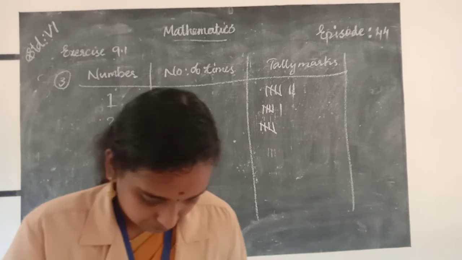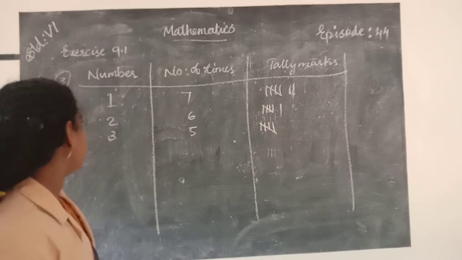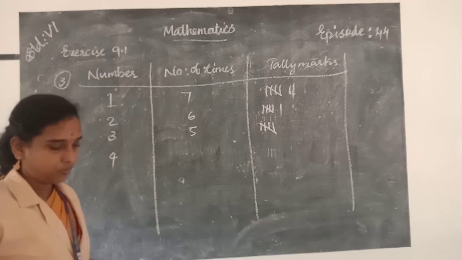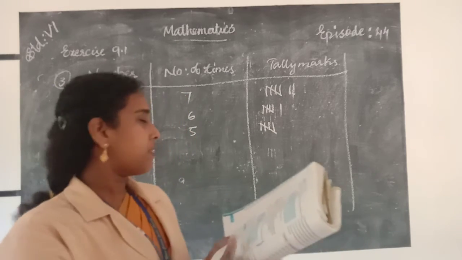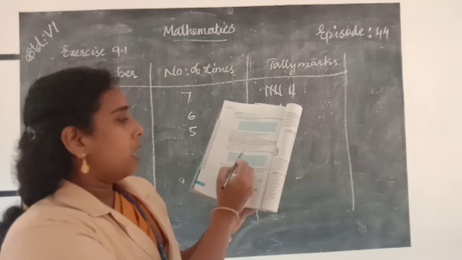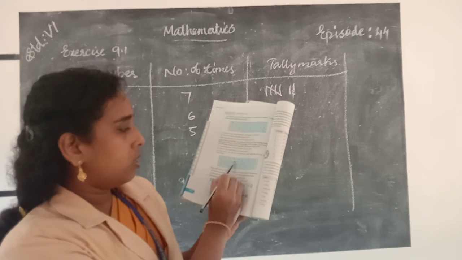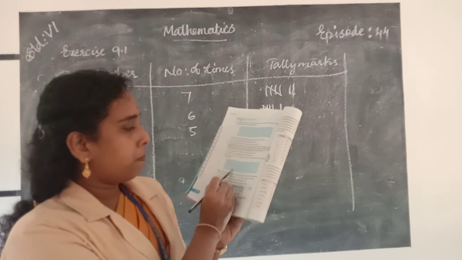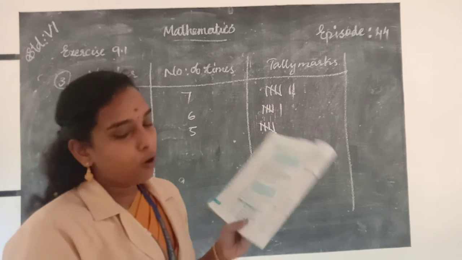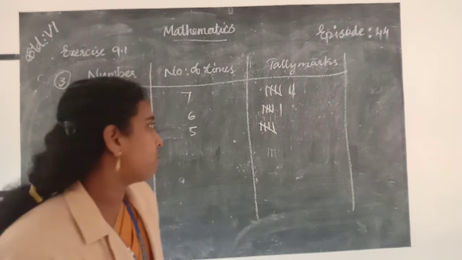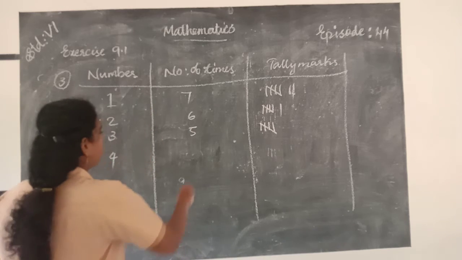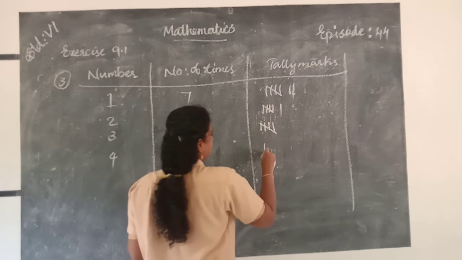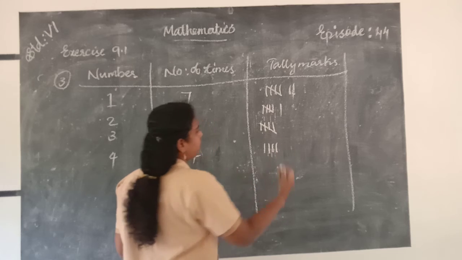Then the number is 4. How many times does 4 appear? Here 1, 2, 3, 4. Only 4 times where 4 appears. So, the number of times is 4 and the tally marks are 1, 2, 3, 4.